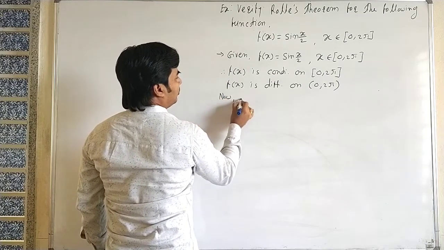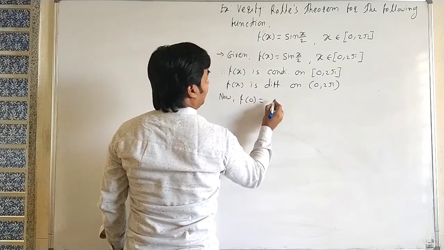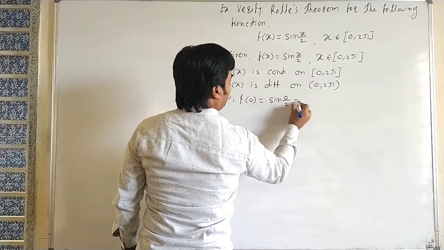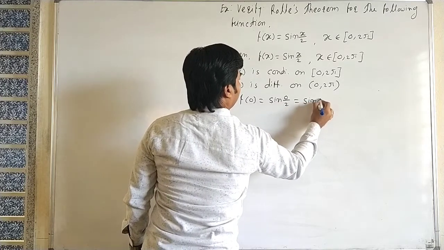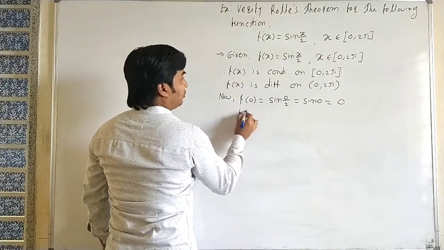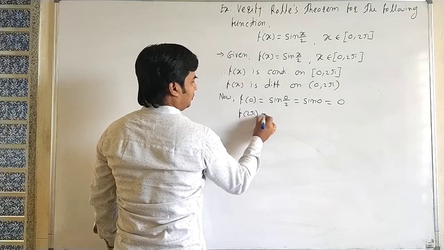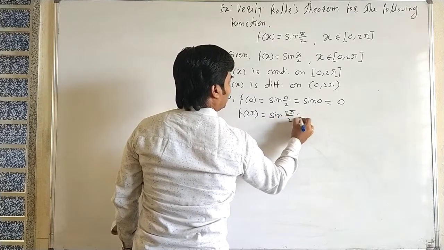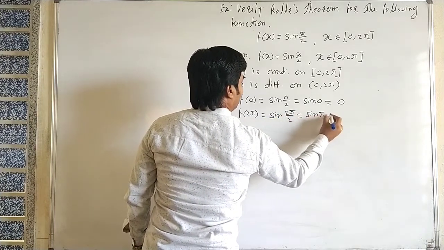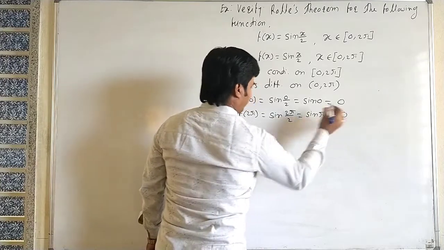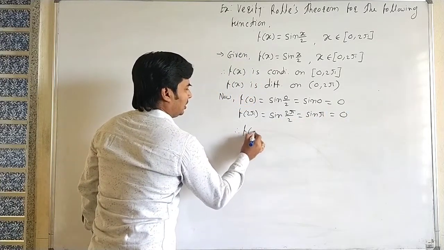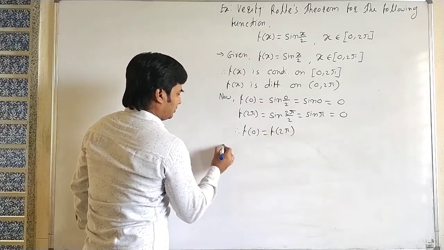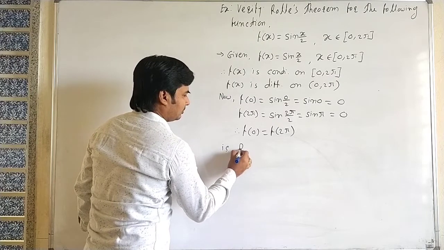Now f of 0 is equal to sine of 0 upon 2, that means sine 0, and sine 0 it is 0, and f of 2 pi it is sine of 2 pi upon 2, that is sin pi, and sin pi is also 0. Therefore f of 0 is equal to f of 2 pi. That is Rolle's theorem valid.